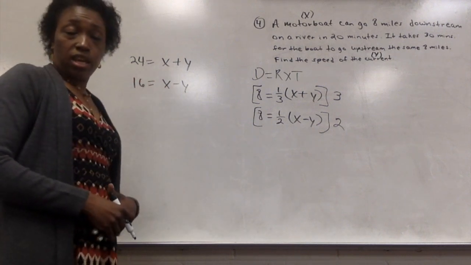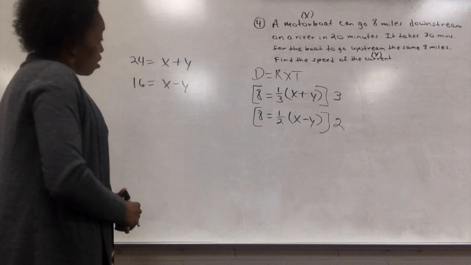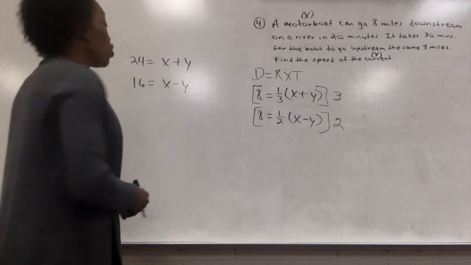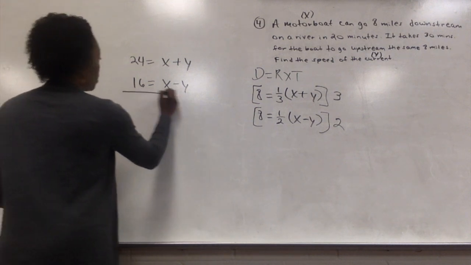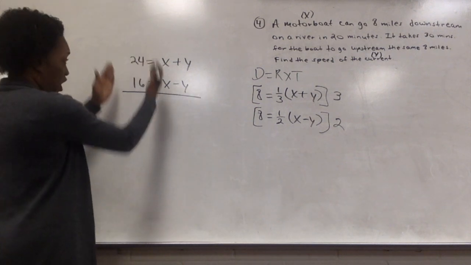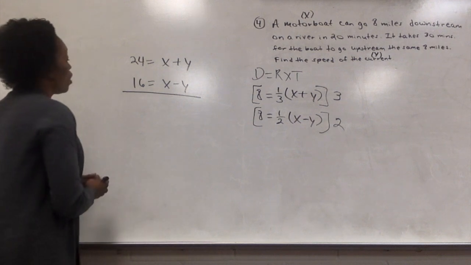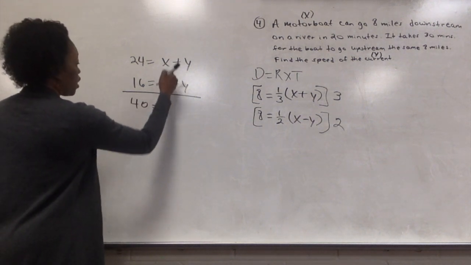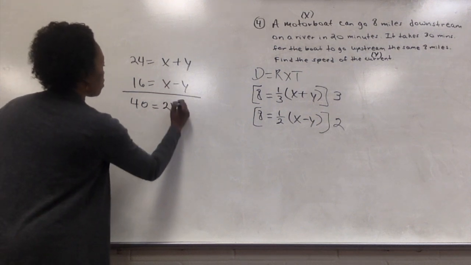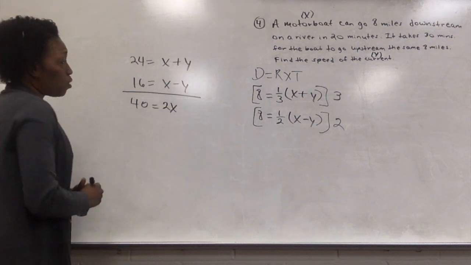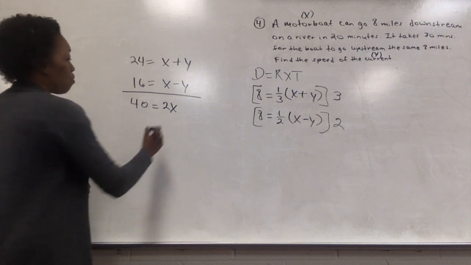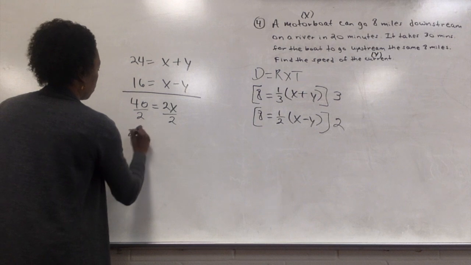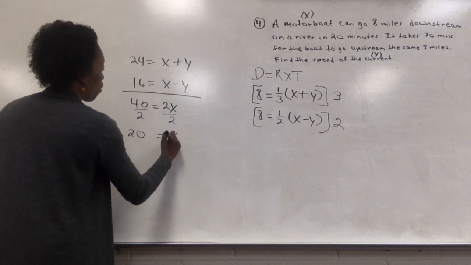I see that it is set up where I have my y's that are opposite each other, so that tells me I can use elimination. So I'm going to go ahead and use elimination by adding each of my columns. 24 plus 16 will give me 40. X plus x will give me 2x. And my y column will cancel out. When I divide by 2 here, I'm going to solve for x. And I get 20 for x.